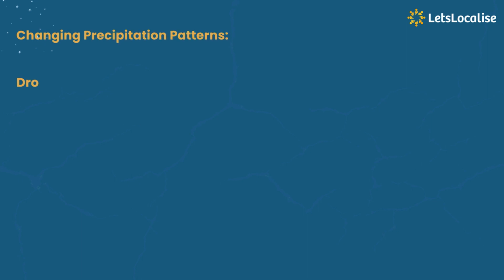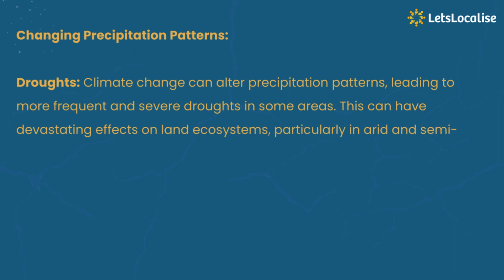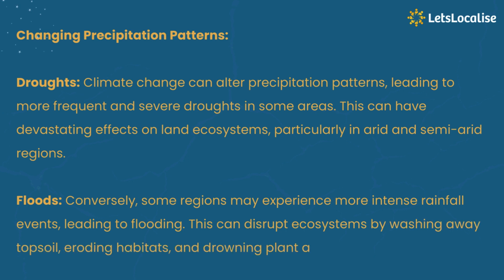Changing precipitation patterns. Droughts. Climate change can alter precipitation patterns, leading to more frequent and severe droughts in some areas. This can have devastating effects on land ecosystems, particularly in arid and semi-arid regions. Floods. Conversely, some regions may experience more intense rainfall events, leading to flooding. This can disrupt ecosystems by washing away topsoil, eroding habitats, and drowning plant and animal populations.